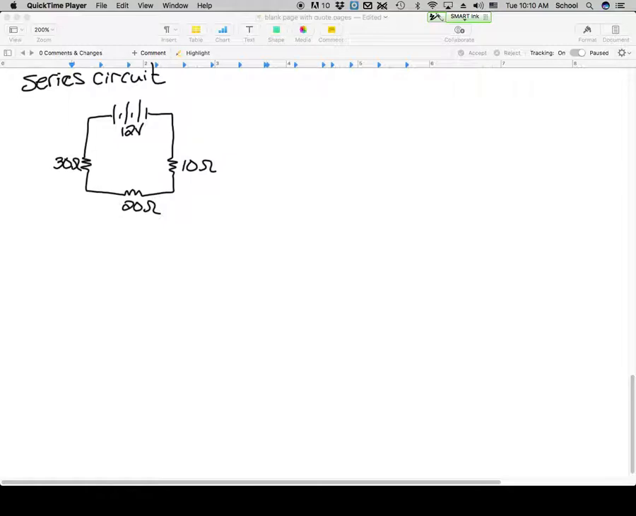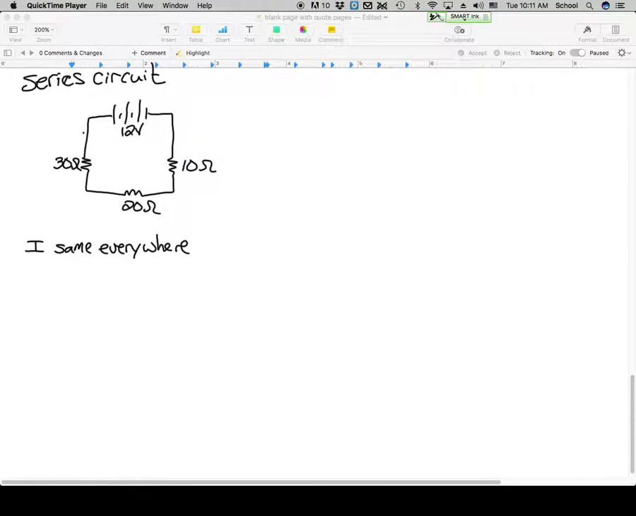Now, we find that in a series circuit, since there is only one conducting pathway that goes around the whole thing, the current has to be the same everywhere. Because it's impossible to shove charge around the circuit and have a different amount go through the 10 than goes through the 30. Since there's only one pathway, the same charge has to go through all of them. So the current is going to be the same everywhere.